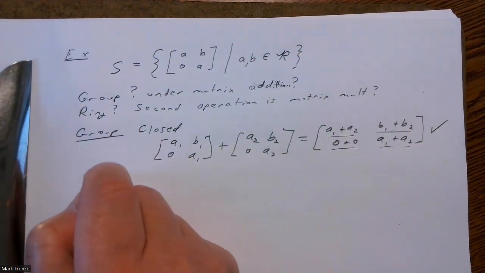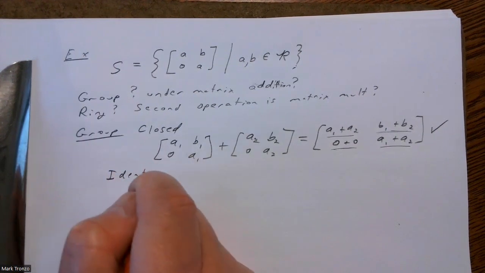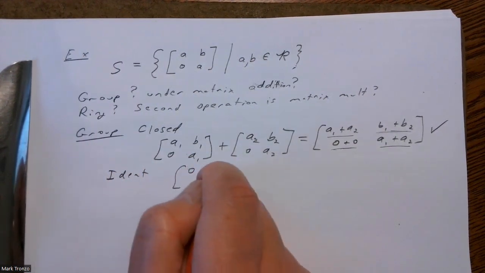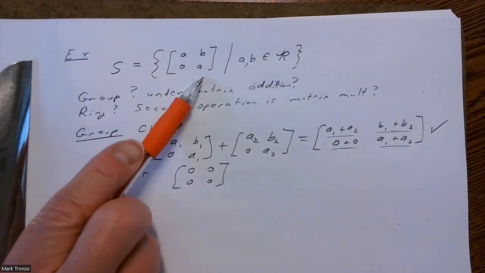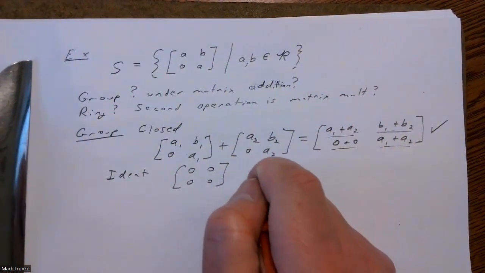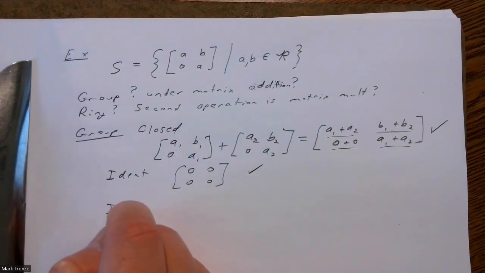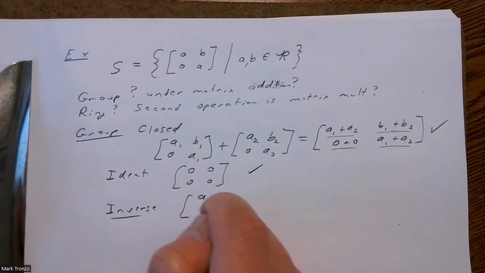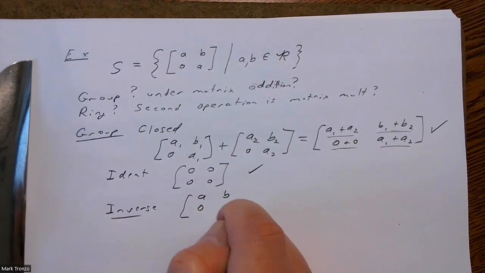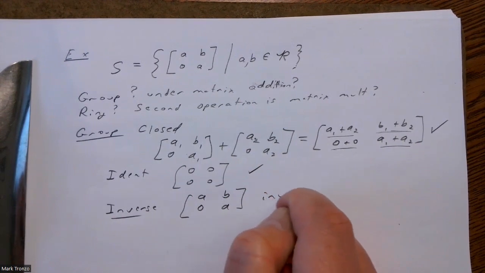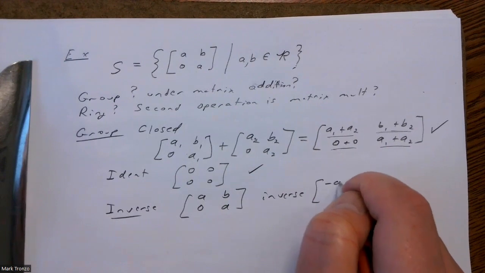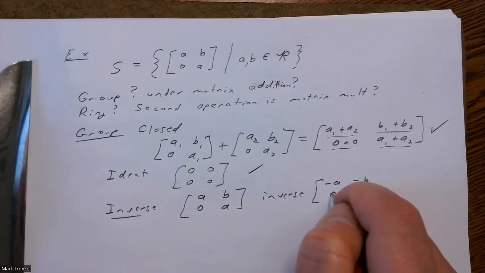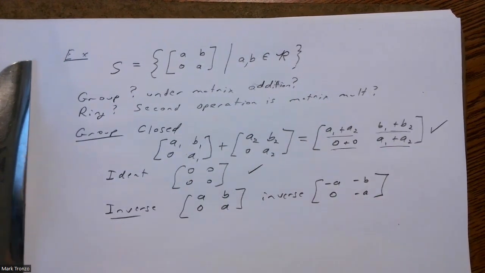And so identity, of course, is just going to be 0, 0, 0. And that's going to be in the set because we could have A = 0 and B = 0. And let's see, how about inverse? If you took a typical A, B, 0, A, the inverse is going to be negative A, negative B, 0, negative A. Looks like that would work.